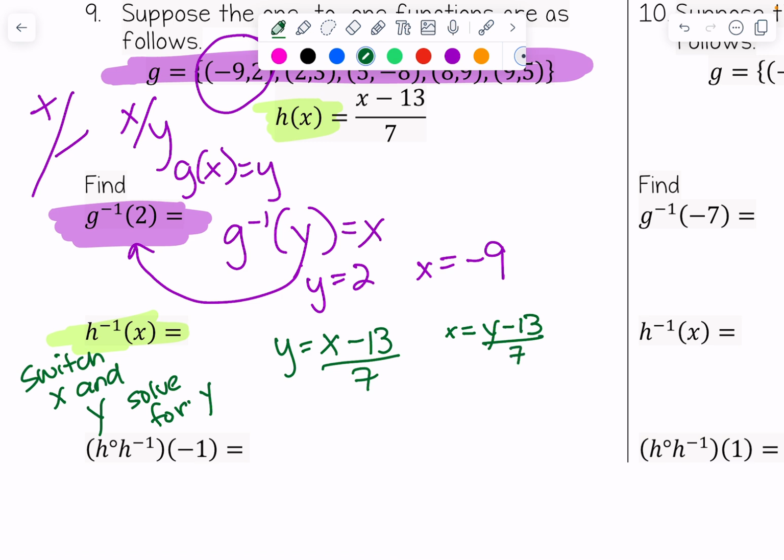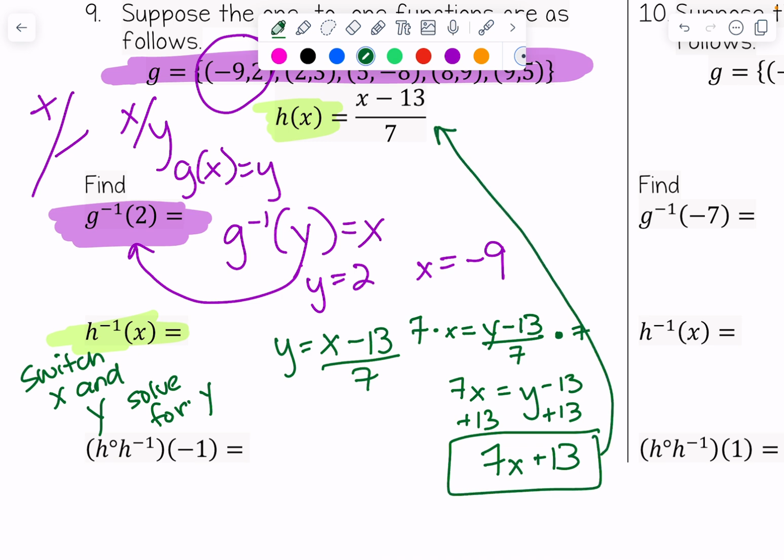Now I solve. To do this, I multiply by 7, multiply by 7. I get 7x equals y minus 13. I add 13, I add 13, and 7x plus 13. So that's the inverse of this situation, and you should see that. You have minus 13 and division of 7. So in my inverse answer, I should have plus 13, and let me show that here, plus 13 and multiply by 7. So that's my inverse.